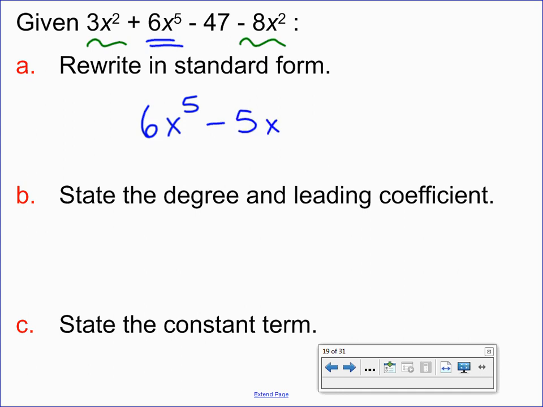Is that what you guys are getting? Minus 5x squared. And then minus 47 at the end. And so now we're in standard form because we have fully simplified, any like terms are combined, and we've got the highest exponent term first. That's called the dominant term. Now we can look at the degree and leading coefficient based on that dominant term.